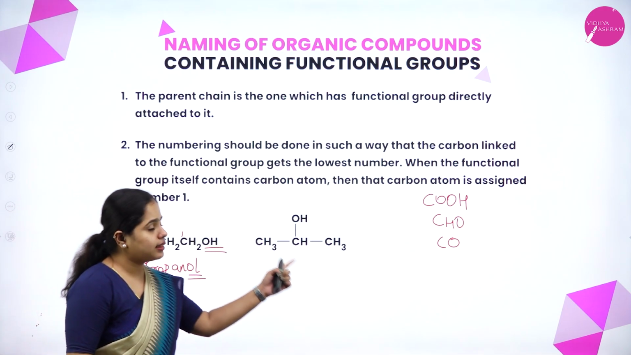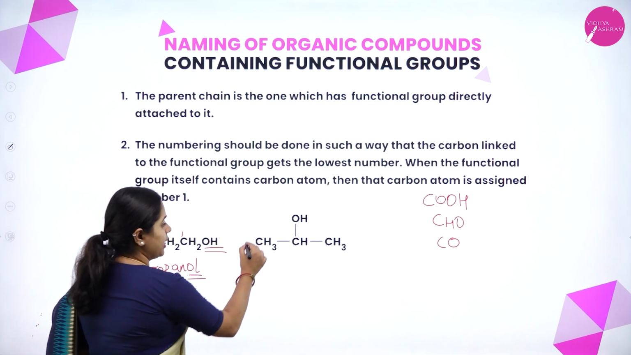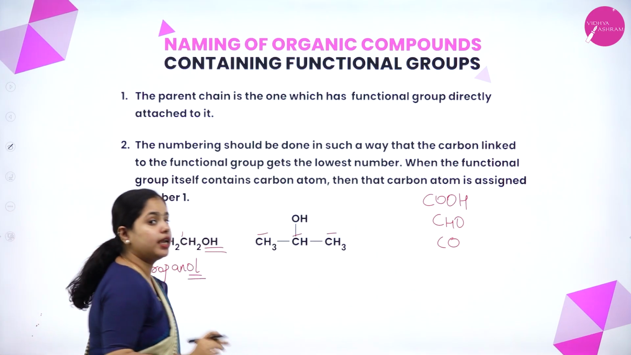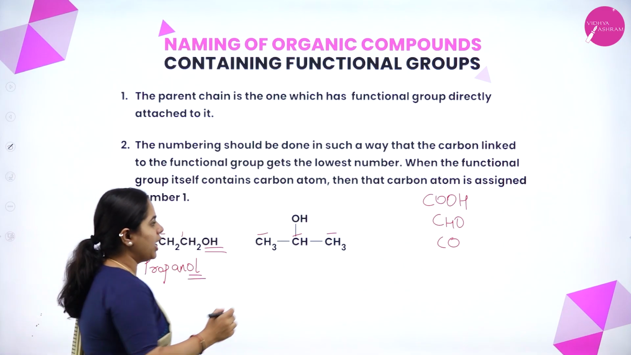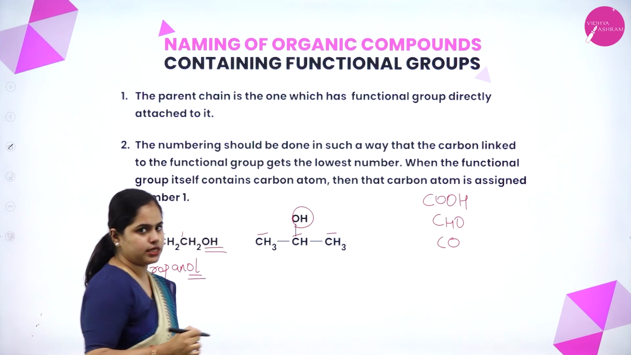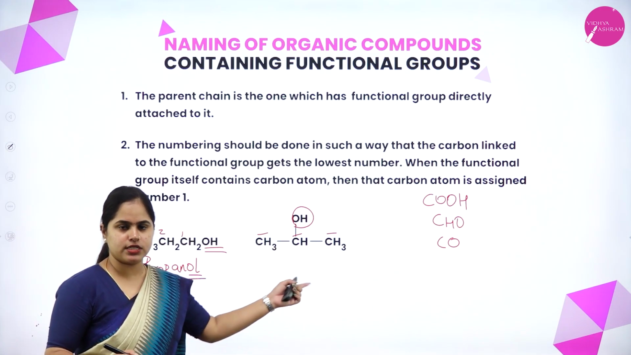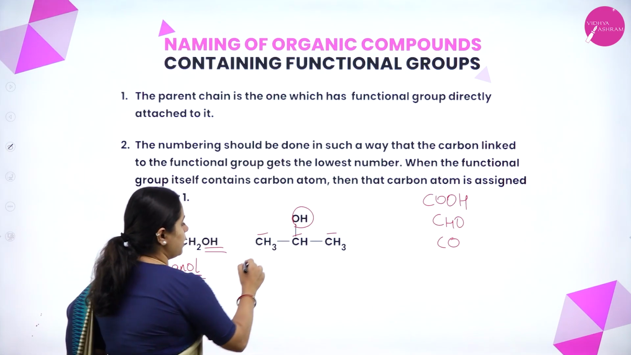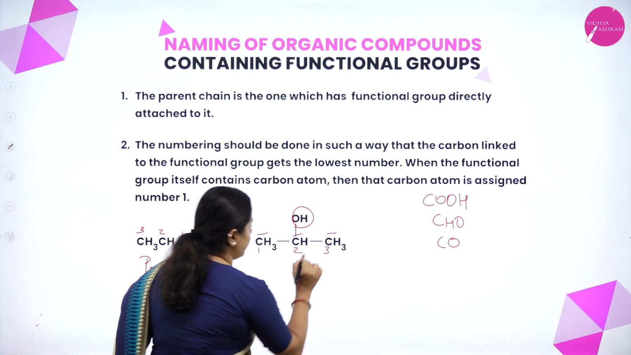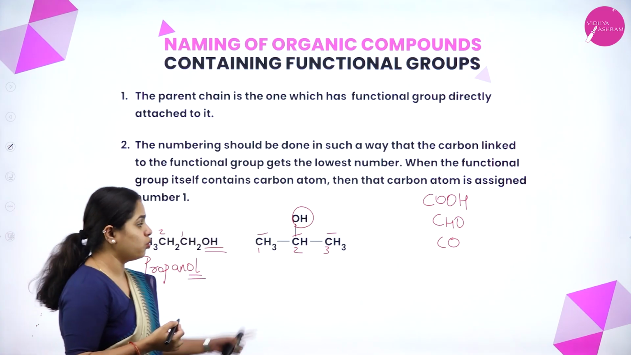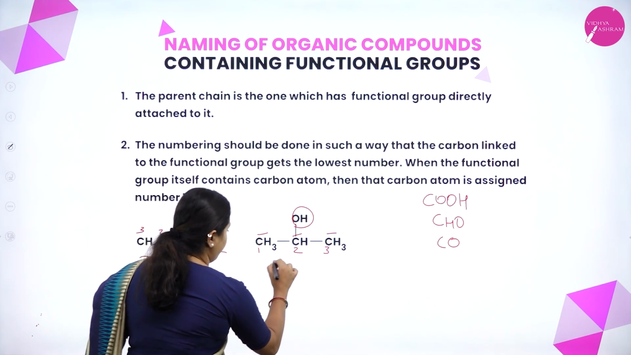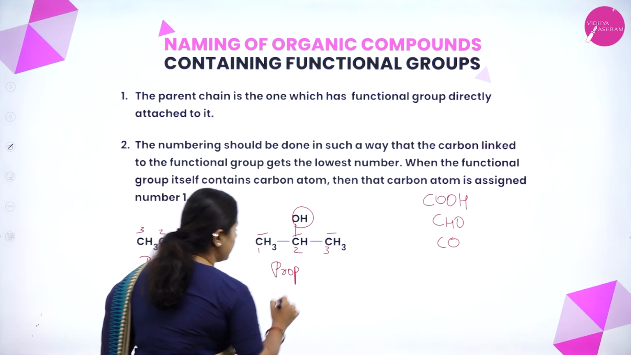So let's take this example. As you can see, again 1, 2, 3, 3 carbon atoms are present, and the functional group OH is present here. From either side, if I number it, it will be the same because it is symmetric, right? So I am numbering 1, 2 and 3. Again, what is the root word here? Yes, it is prop. It is again prop.